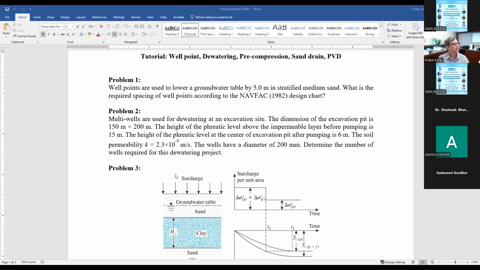The second problem is basically multi-wells used for dewatering an excavation site. The dimension of the excavation pit is given as 125 and 200 meters. The height of the phreatic line above the impermeable layer before pumping is given. The height of the phreatic level at the center of the excavation pit after pumping is 6 meters. The permeability of the soil is given. The well diameter is given. You need to determine the number of wells required for this dewatering project.